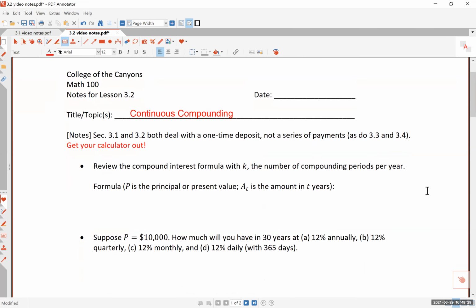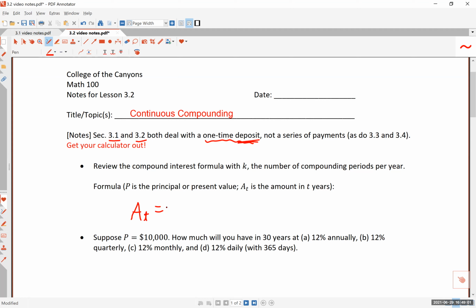I will mostly be writing freehand, using the pen. Remember, in section 3.1 and in section 3.2, we are talking about a one-time deposit. We are not making more than one deposit, and we are studying what happens to that one-time deposit as time lapses and as interest is earned. So make sure you get your calculator out, and let's review our formula.